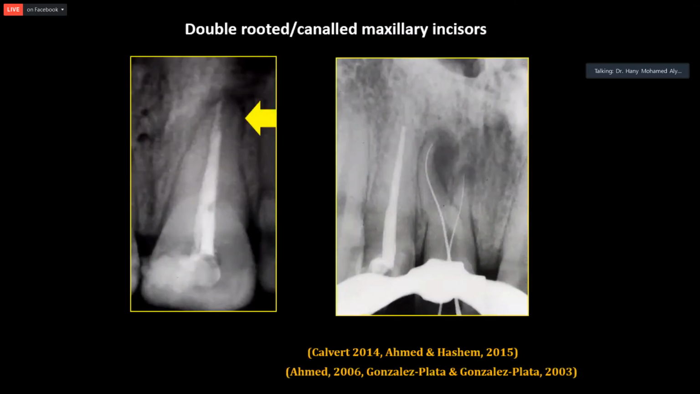In addition, we may have different anatomical variations in maxillary incisors. As you see here, there is an apical bifurcation, which shows that there is another canal, another missed canal in this maxillary central incisor. Sometimes maxillary incisors may also have double roots. However, this is quite rare.